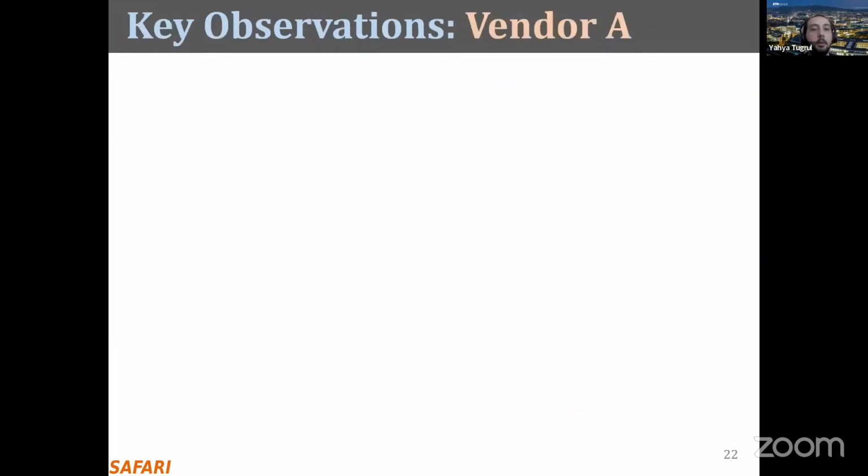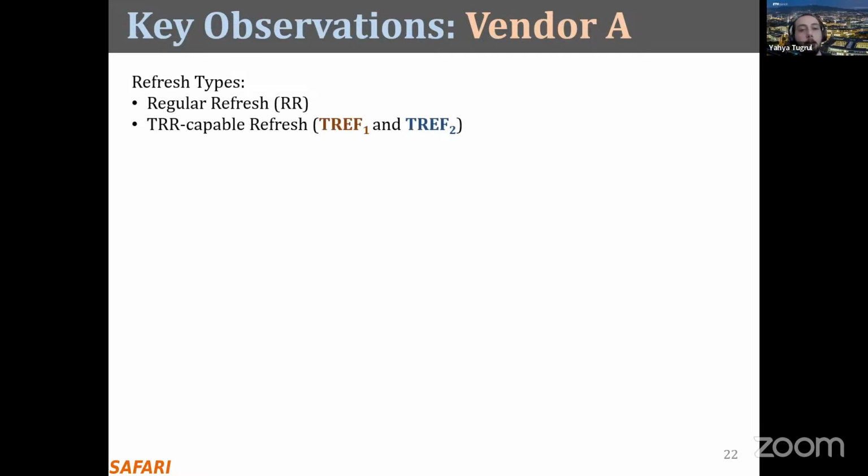So let's start with the observations we made from the TRR implementation of vendor-A. Vendor-A performs 3 types of refresh. The first one is regular refresh, like every DRAM does. In addition to the regular refresh, vendor-A's TRR mechanism can perform 2 types of TRR-capable refreshes. We refer to them as TRF1 and TRF2.